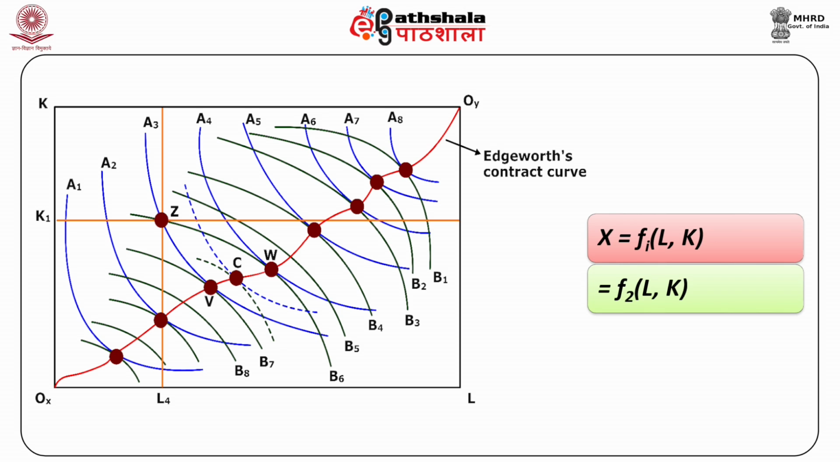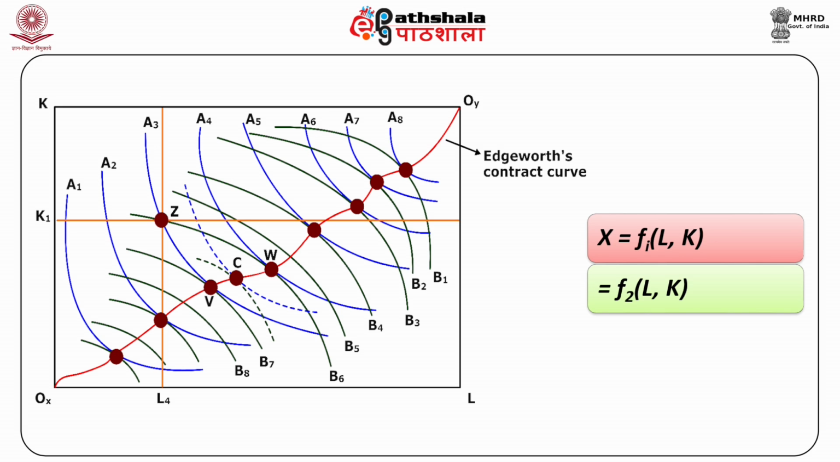Let us consider the position at point Z. At point Z, what we can see is that B4 and A3 are intersecting. Now we are considering two sets of isoquants.